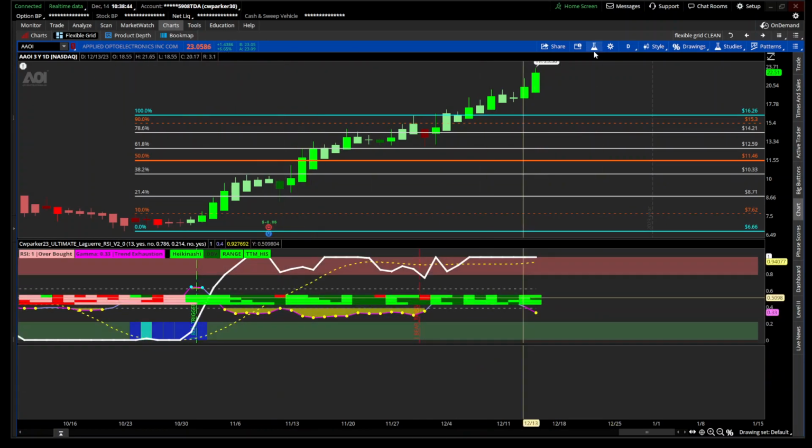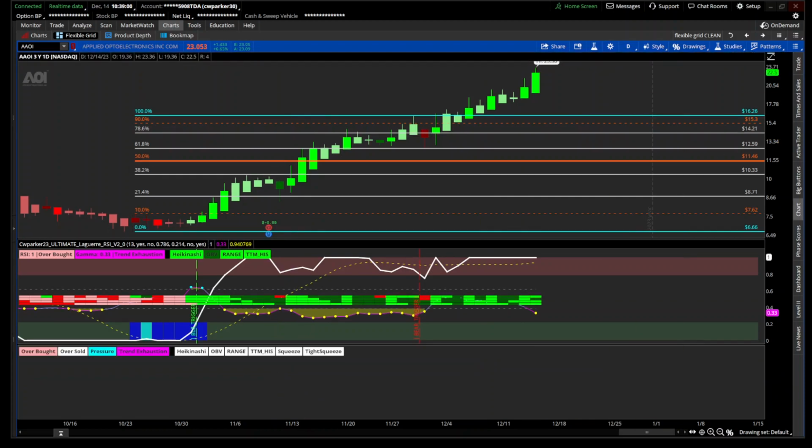Let me show you the key for this indicator first off. This is the key for the indicator. You can see where you're going to get overbought, oversold, pressure, trend exhaustion, Heikinashi, unbalanced volume, range, TTM squeeze, histogram squeeze, and then tight squeeze. So you're going to get all of those labels in this indicator.